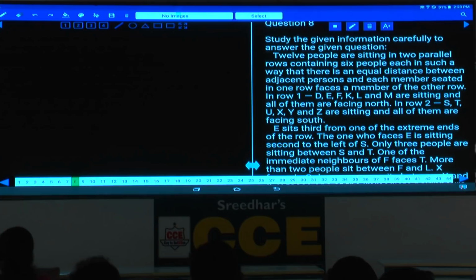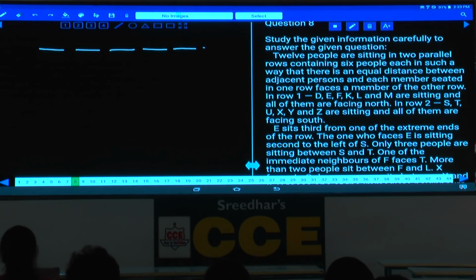12 people are sitting in two parallel rows. 1, 2, 3, 4, 5, 6. This is one row, and this is the second row. In total we have only 12 people.